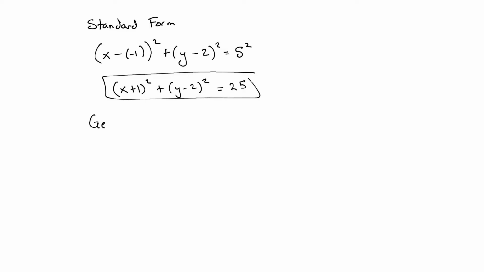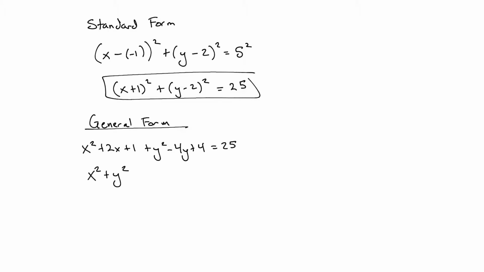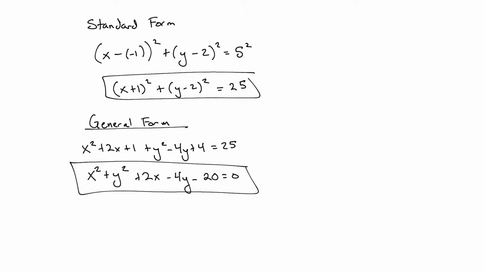For the general form, we need to FOIL it out. So we get x squared plus 2x plus 1 plus y squared minus 4y plus 4 equals 25. And we've got to bring everything over. So we get x squared plus y squared plus 2x minus 4y. And then 1 plus 4 is 5, minus 25 is negative 20, so minus 20 equals 0, and that's the general form.